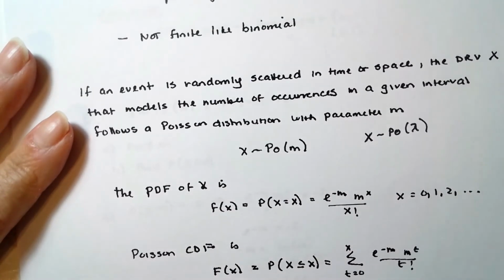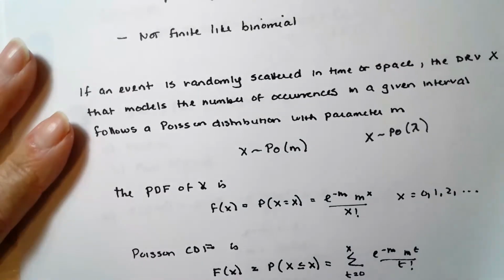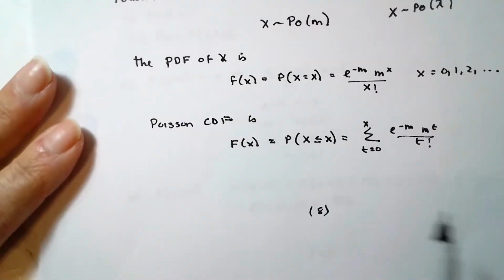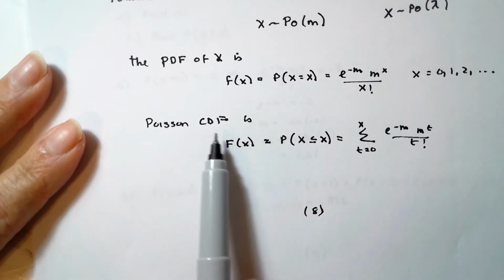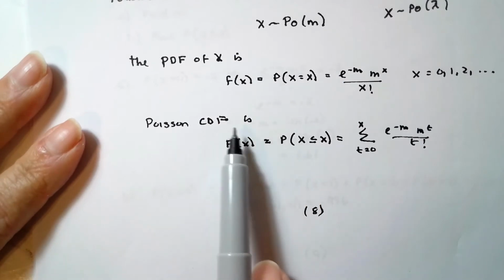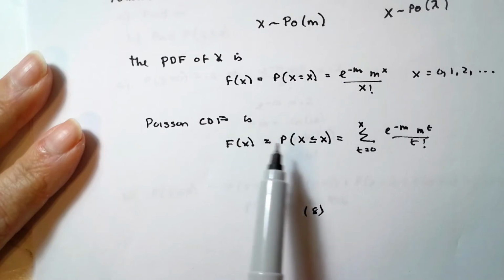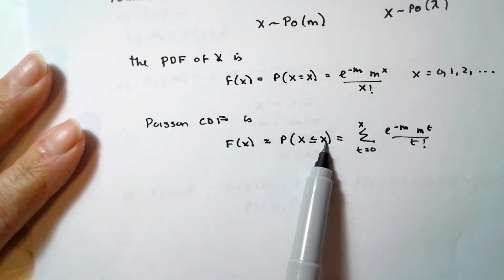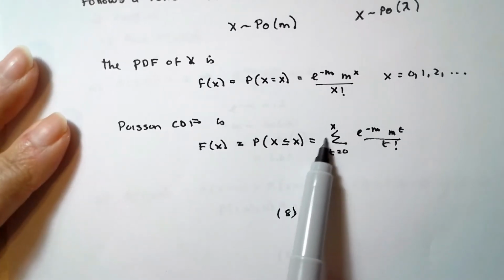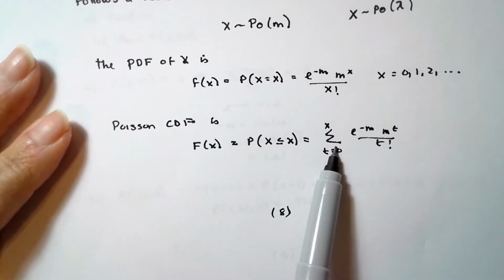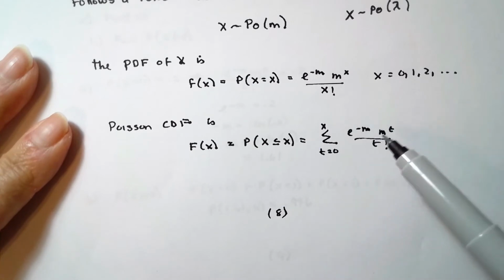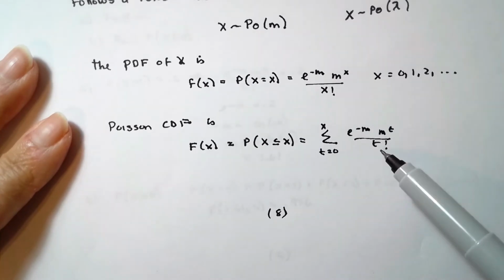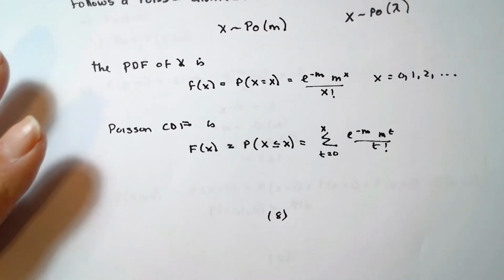The Poisson CDF is the same thing, except it's the cumulative distribution, right? So it's accumulating area below and up to this value of x. Well, that's just the sum of all the little probabilities. So from, let's say, t equals 0 to x, it's e to the negative m, m to the t over t factorial. So same exact formula.